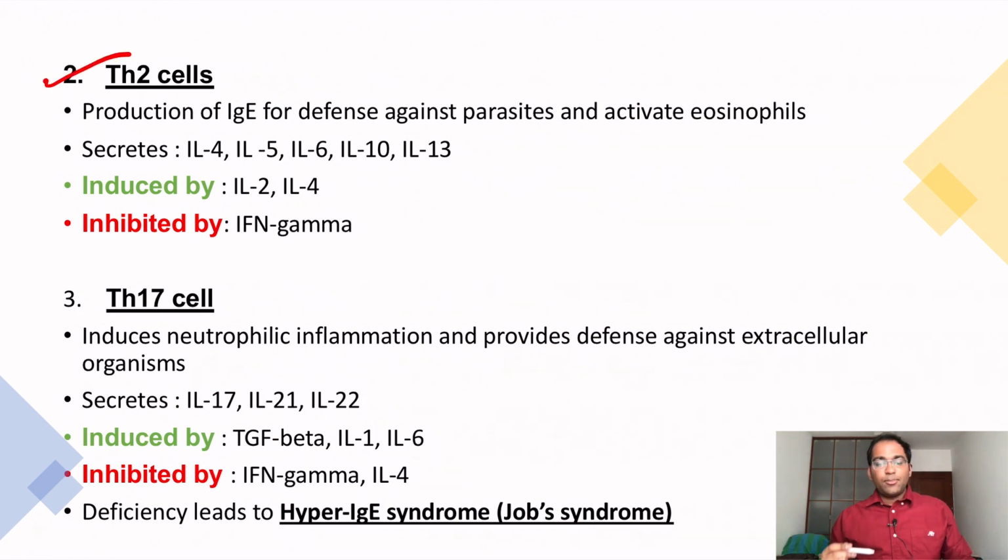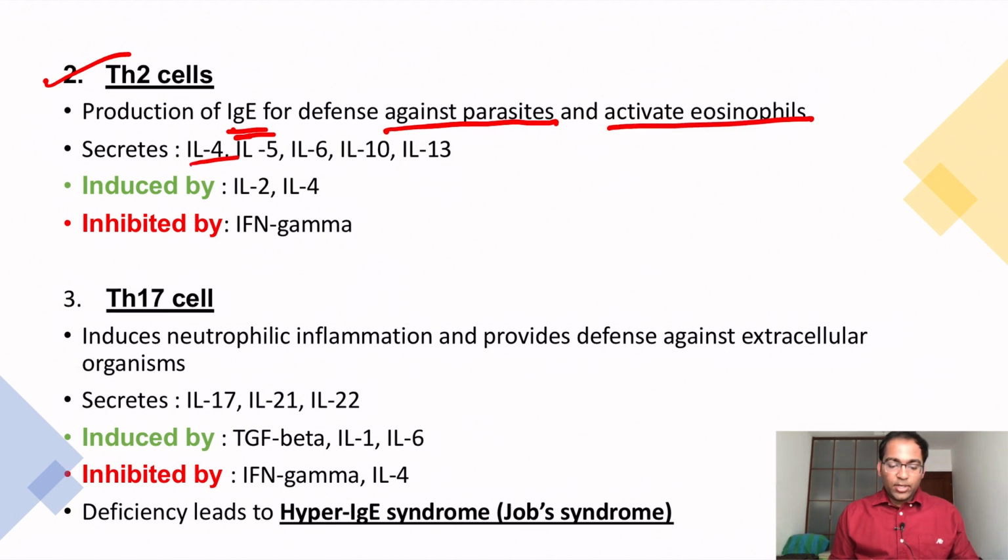Now the second is the T helper 2 cell. T helper 2 cells produce IgE, they help us defend against parasites, and they activate the eosinophils. T helper 2 cells secrete interleukin 4, interleukin 5, 10 and 13.